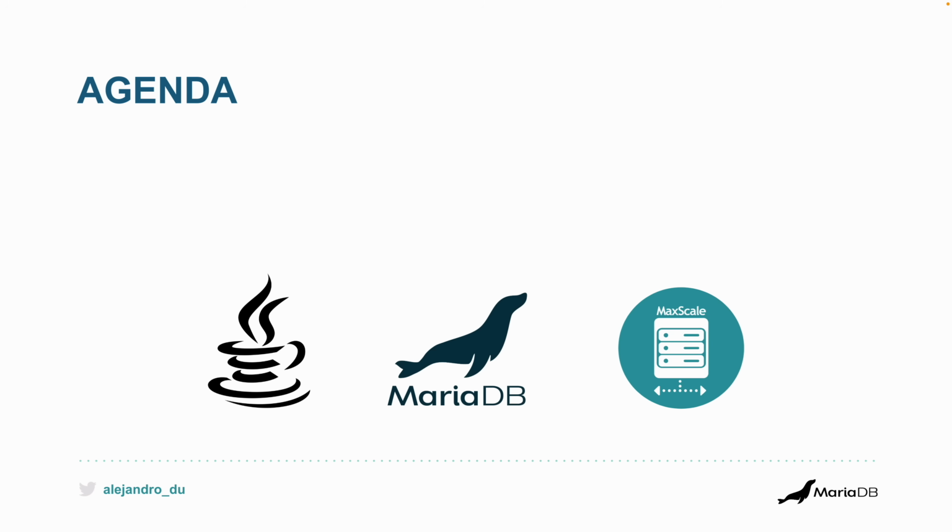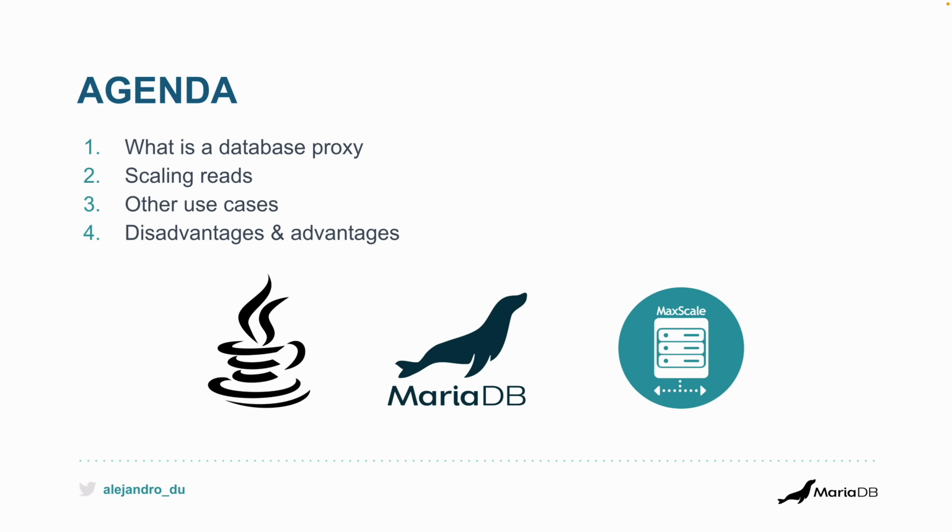We're going to use MariaDB, which is obviously my favorite database, and something called MaxScale. First, we're going to see what is a database proxy and the elements and the architecture and so forth. We're going to see how to scale specifically reads. And then we're going to see other use cases. And finally, we're going to see disadvantages and advantages so that you can make an informed decision on whether to use a database proxy or not.